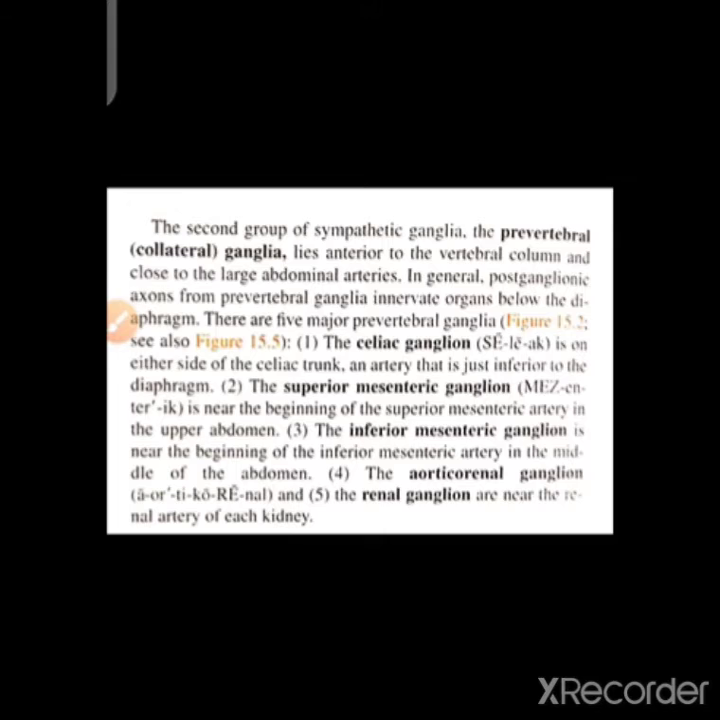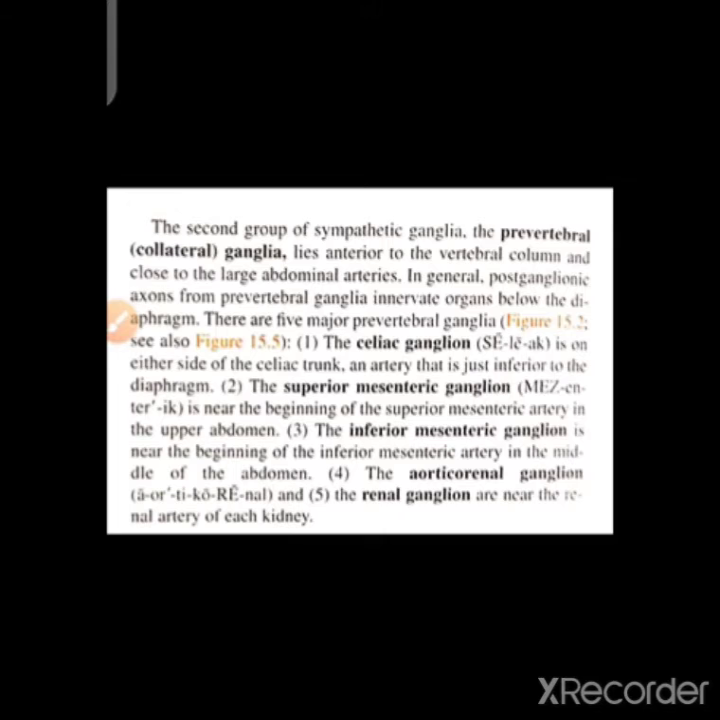There are 5 major prevertebral ganglia. They innervate the muscles below the diaphragm, meaning the remaining part of your body. The upper part is supplied by the sympathetic trunk ganglia, and the lower part by the prevertebral or collateral ganglia.